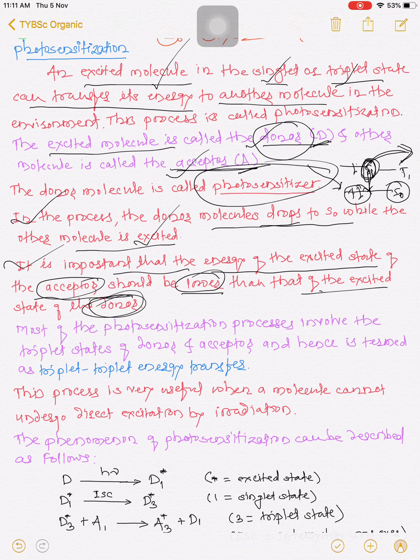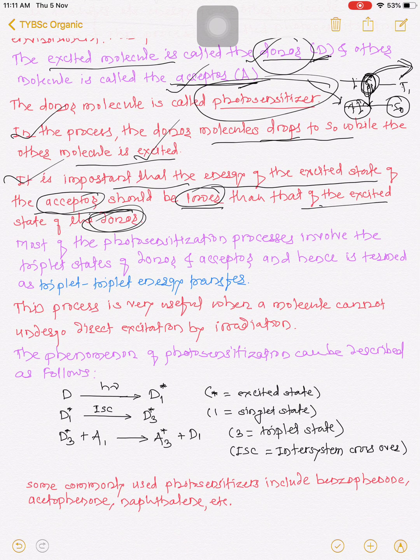So this is the second point. The first is that when donor D gives energy, it drops to S0 by releasing energy. In the second case, if the donor wants to give energy to the acceptor, the donor has more energy than the acceptor. Then and only then is the energy transferred from donor to the acceptor.